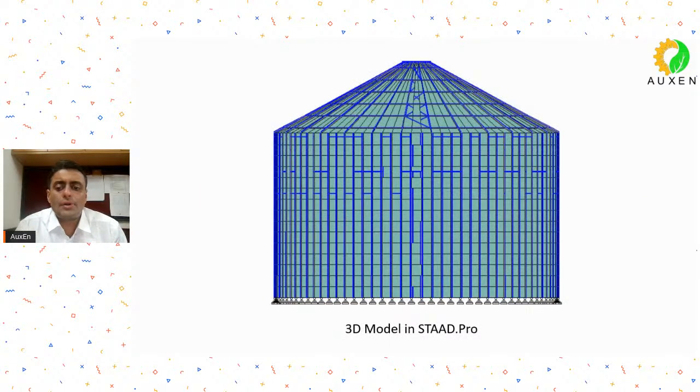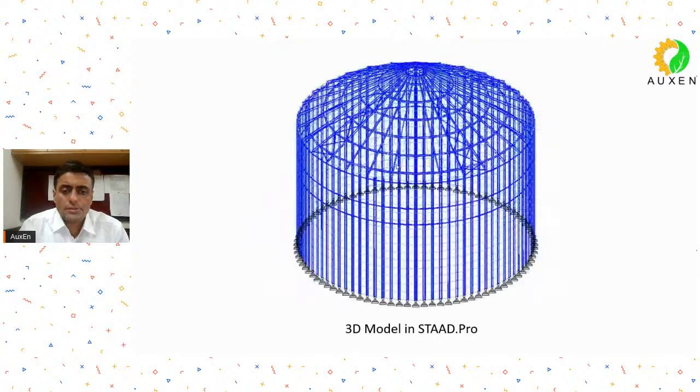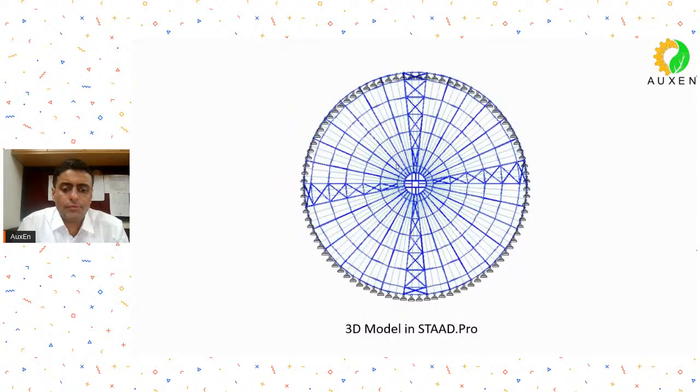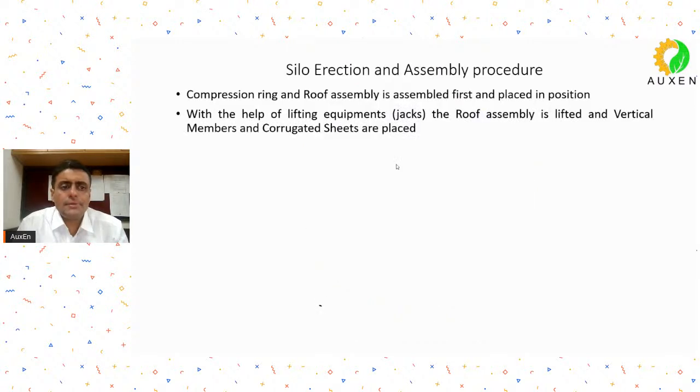And all in all, if you want to create a model in STAAD.Pro or any software like that, you can see very easily this model has been created with all the sheetings, vertical members, everything. Okay. This is a model without the sheets. Sheets have been removed from the view. And what else do we have? This is the top view. So very easy. Actually, very easy system.